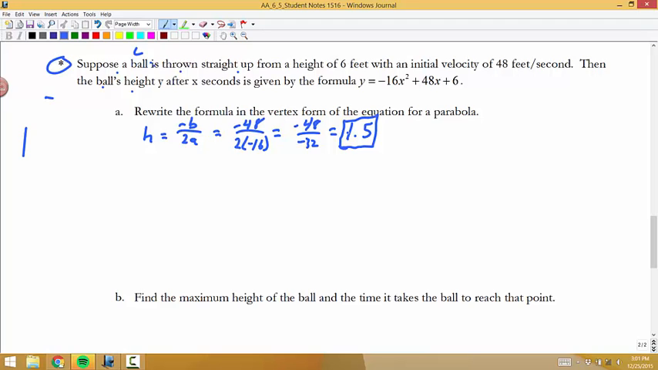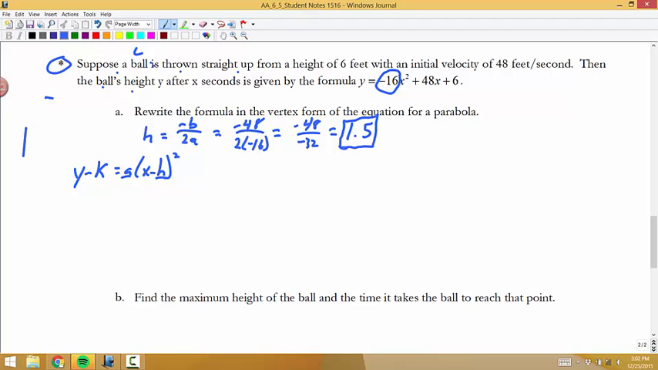So now think about it. We want to write this in vertex form. Remember, that's y minus k equals a times x minus h, quantity squared. There are 3 numbers I need to figure out. What is h? Which I just figured out. What is a? The a value is always going to be the same whether it's in standard form or vertex form, so my a value is -16. The only thing left to figure out is my k value. So now we've got to do that.